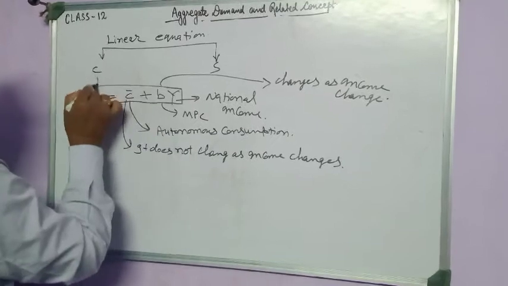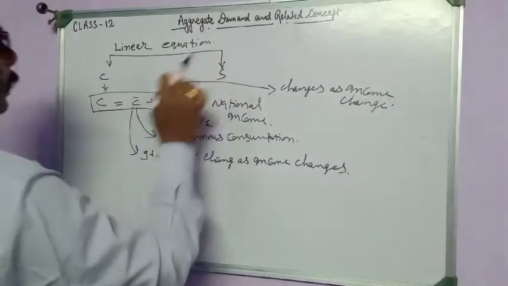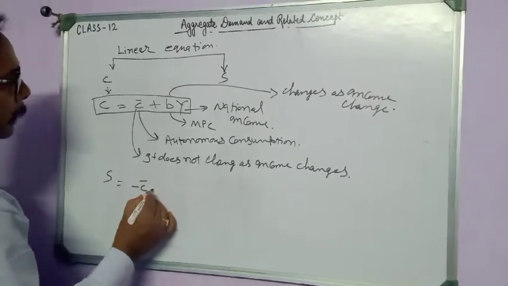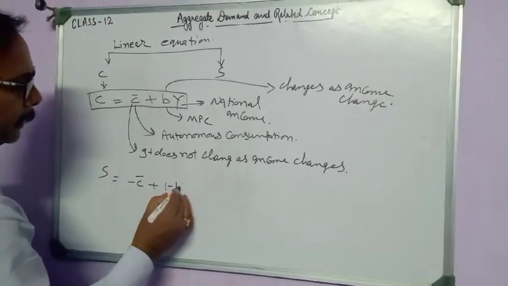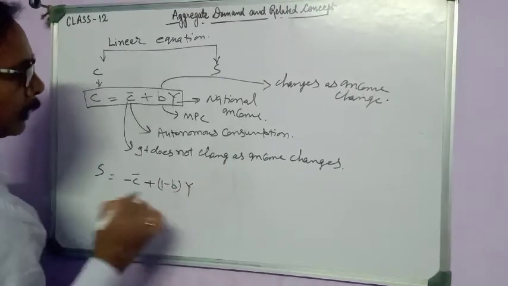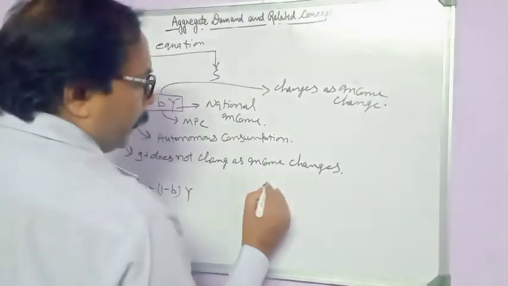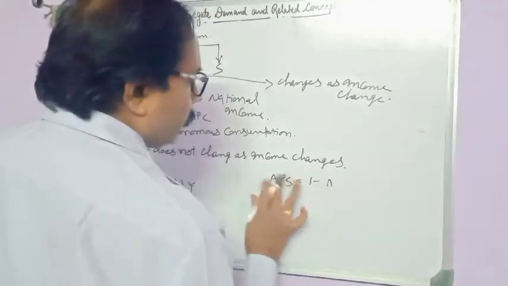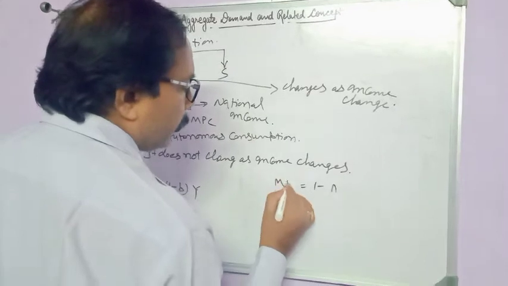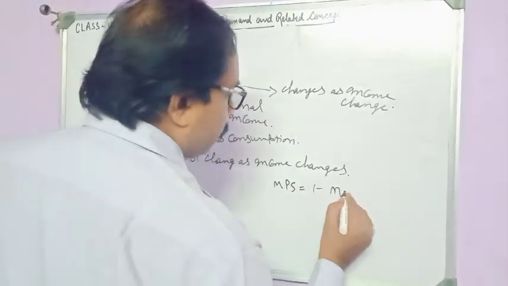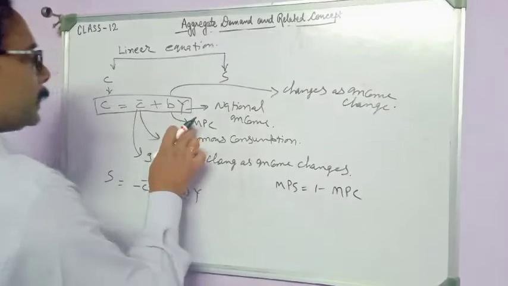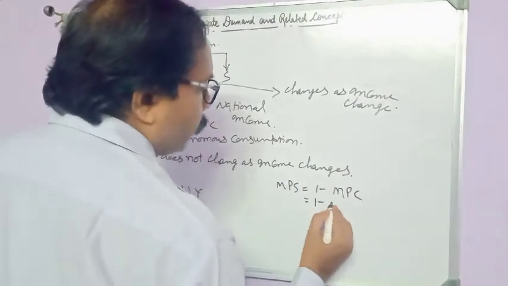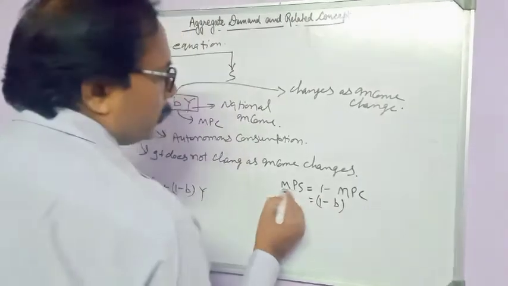It is for the consumption. Now come to the saving. So saving is equal to minus C bar plus (1 minus B) Y. So as we know that MPS is equal to 1 minus MPC, and B is the MPC, and that's why we can say MPS is equal to 1 minus B, and that is known as MPS.